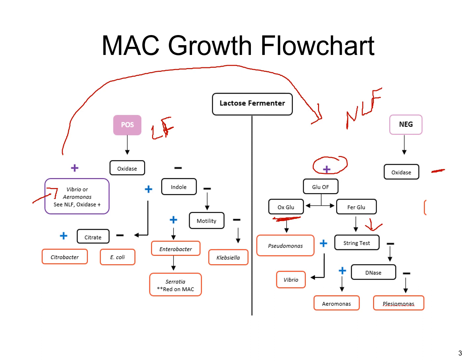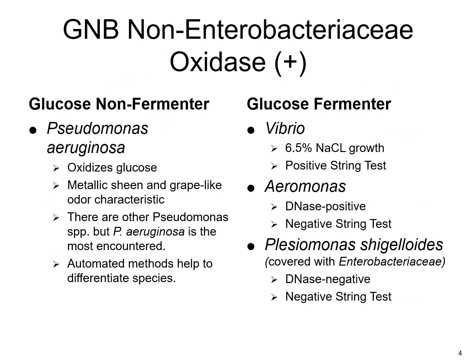And again, if you were in a large hospital lab, a lot of these tests would be done automated. However, if we were in a student type setting or physician's office setting, then some of these tests would be done to work up these organisms. So again, we are looking at our organisms that are oxidase positive. We've determined if it's a glucose non-fermenter or glucose fermenter.